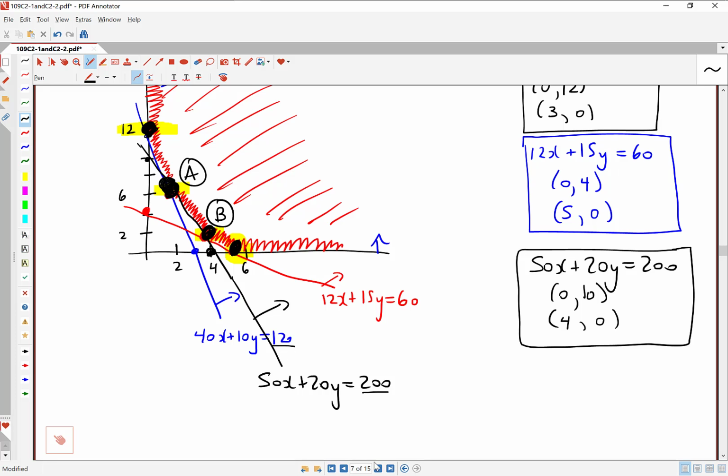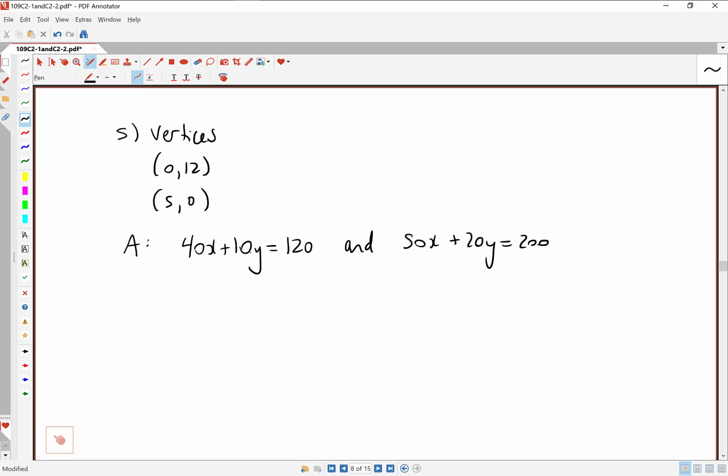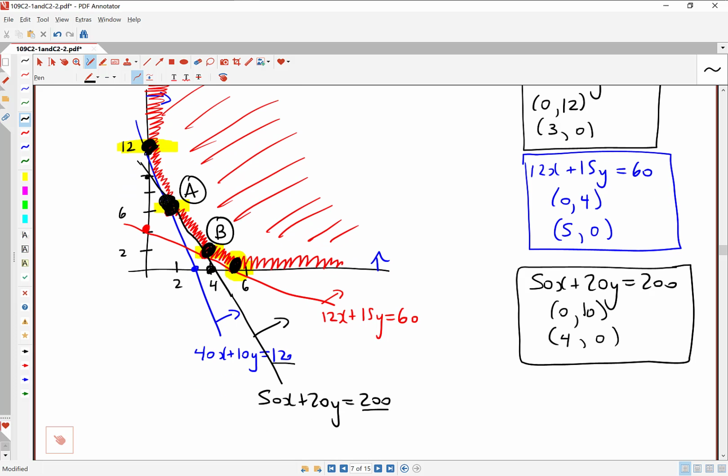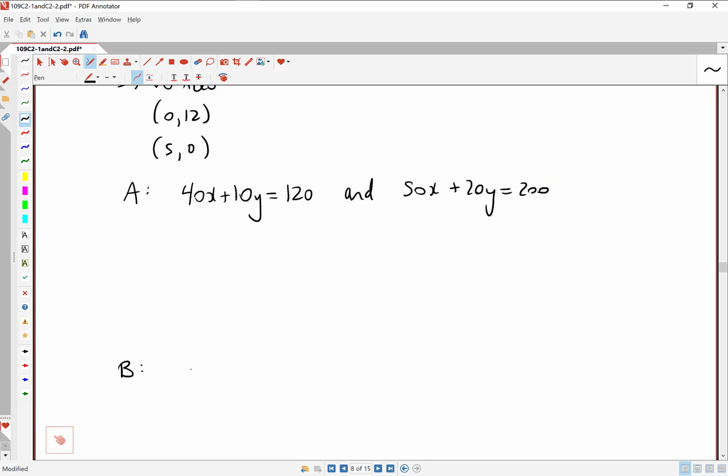So let's write down those equations. We'll do some algebra in a minute to find A, but right now I'm just organizing all the information. So A comes from the 120 line and the 200 line. And then we've got this other vertex B, which if we look back at our picture, is the black line and the red line. So if we just refer to the numbers on the right side, it's the 200 line and the 60 line. So that's the 12x plus 15y equals 60, and the 50x plus 20y equals 200.